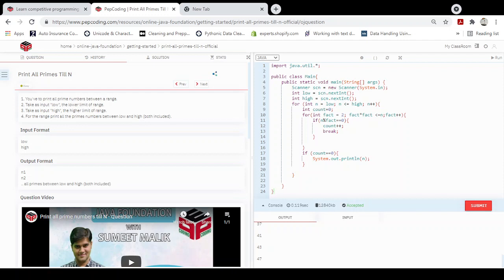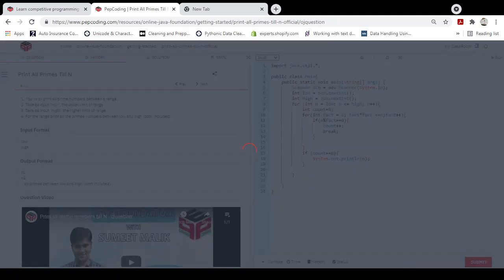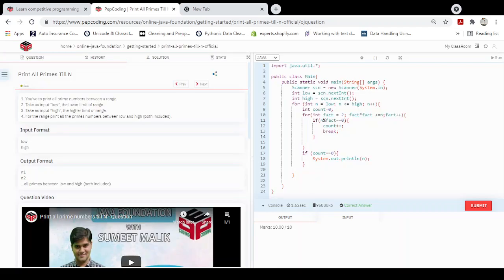So let me submit and check if all the test cases have been passed. So I'll submit it. And hooray, I get 10 out of 10. So that means all my test cases have been fulfilled. Okay. So did you get the understanding of how to print all prime numbers between a range? Hopefully, yes.